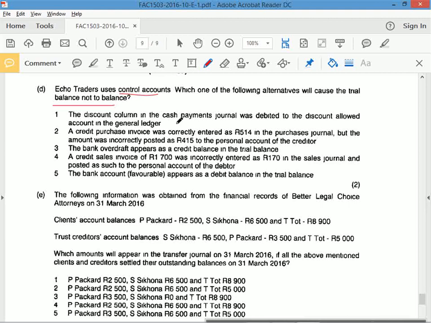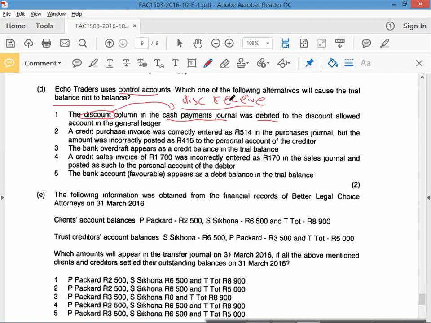The discount column of the cash payments journal was debited to the discount allowed account in the general ledger. So discount in the cash payments journal. If it's a cash payments, it's what? A receipt or a payment? Well, it's cash payment, so you're paying off your creditors. What discount do you see in a cash payments journal? Discount received, because you pay. Okay, so when you pay, you can get a discount. Does that make sense? Right, so here we've captured a discount that we've received as a discount that we allowed. Okay, that's problematic. Why?